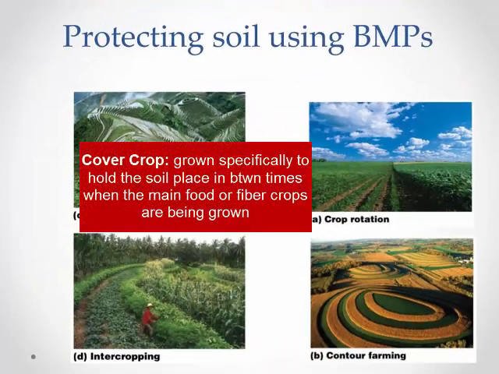Another BMP is cover crop. A cover crop is a crop grown specifically to hold the soil in place between times when the main food or fiber crops are being grown.